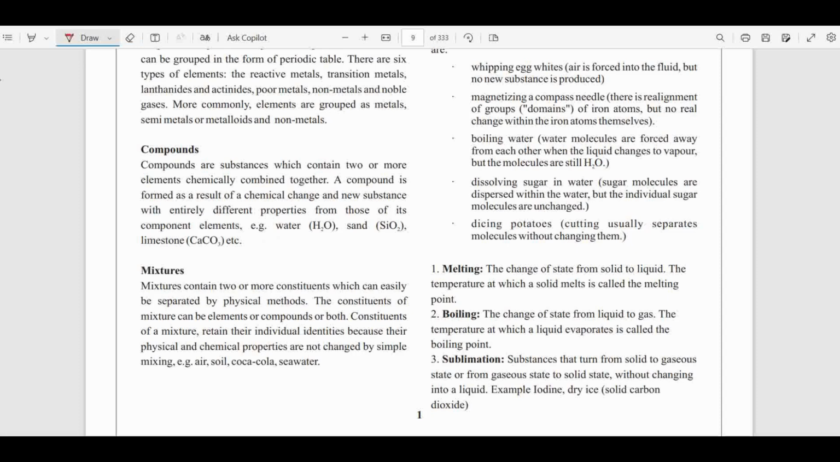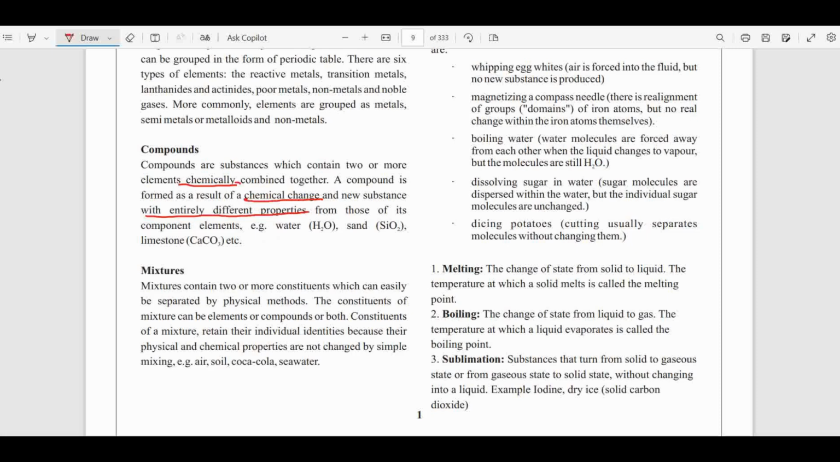So, talking about compounds, compounds are substances which contain two or more elements that are chemically combined together. The key word here is the chemical combination. A compound is formed as a result of a chemical change and a new substance with entirely different properties from those of the component elements.